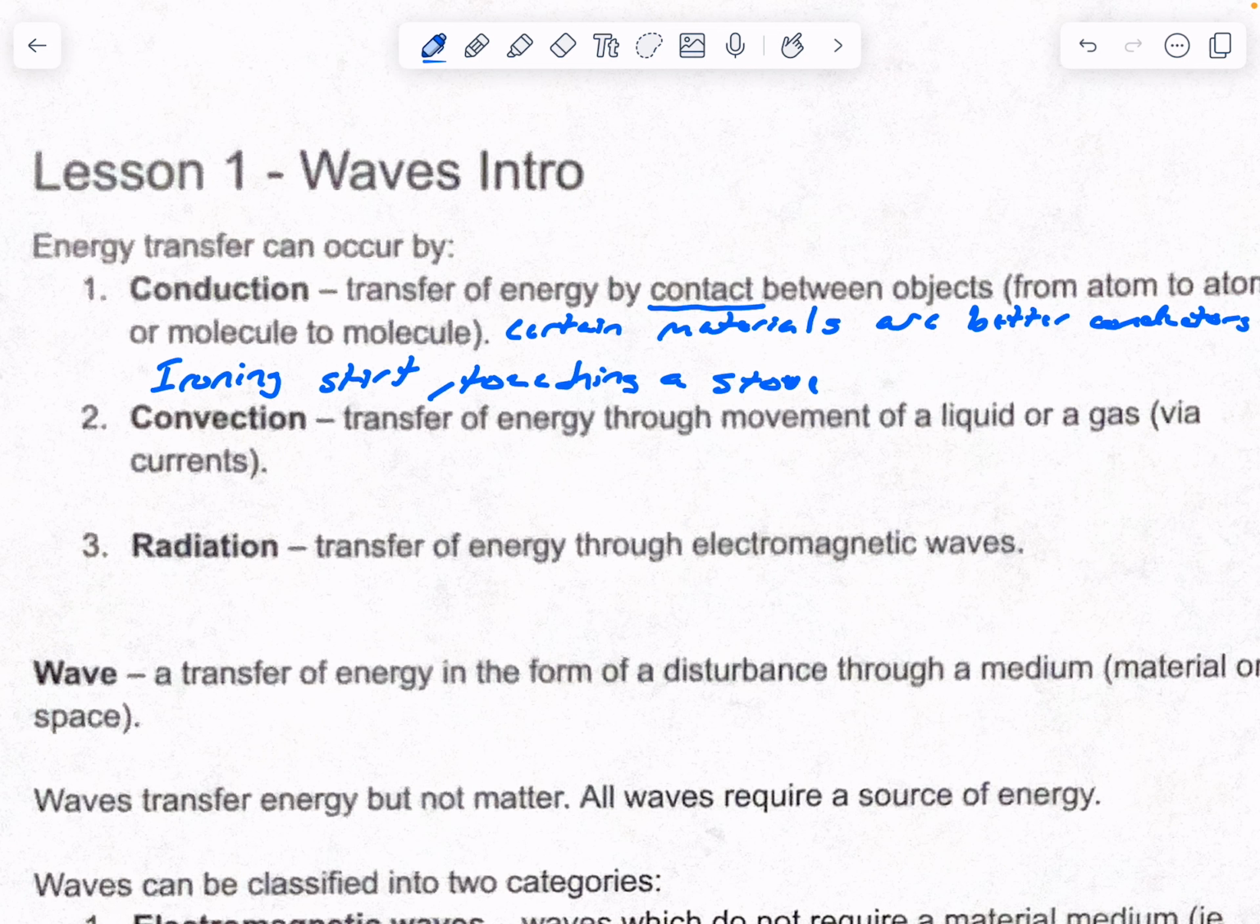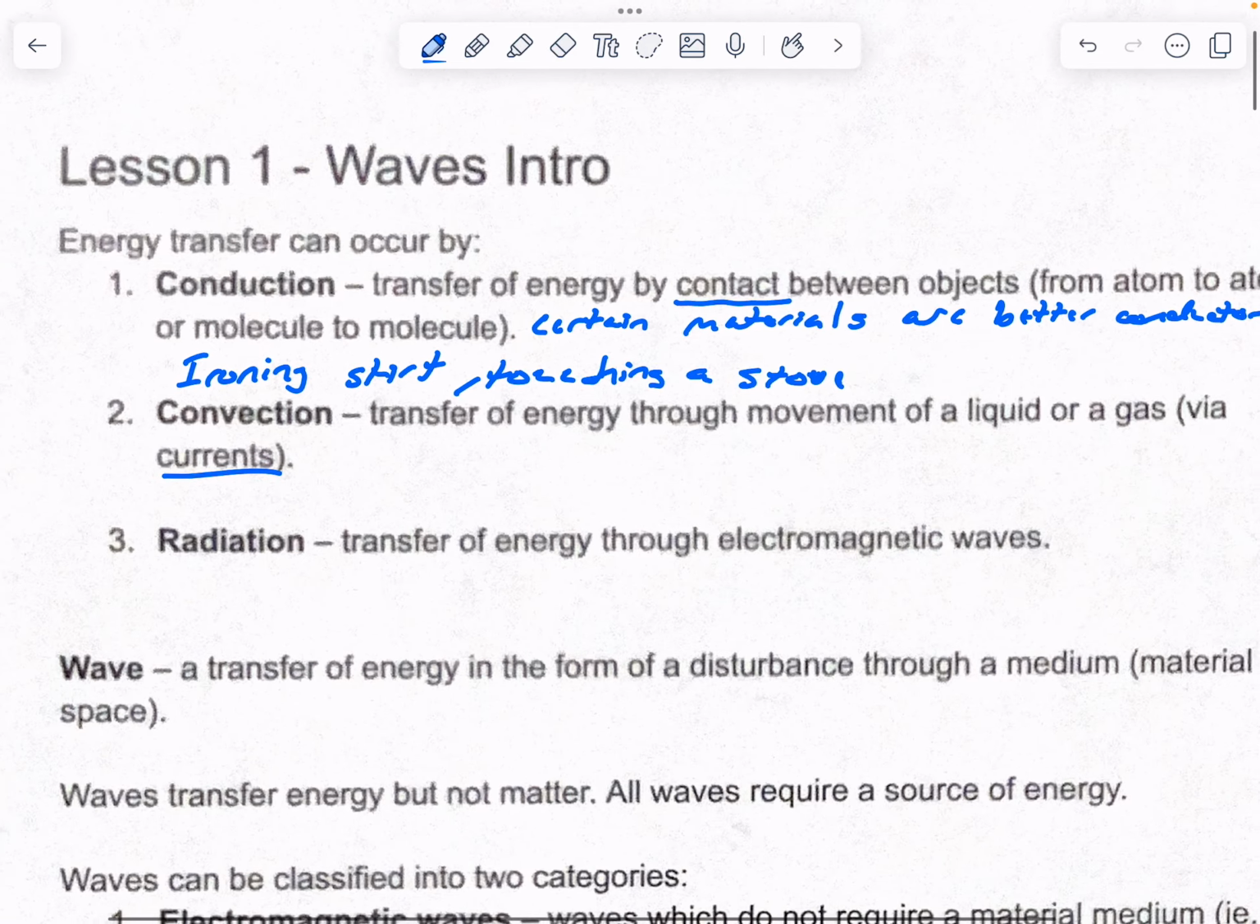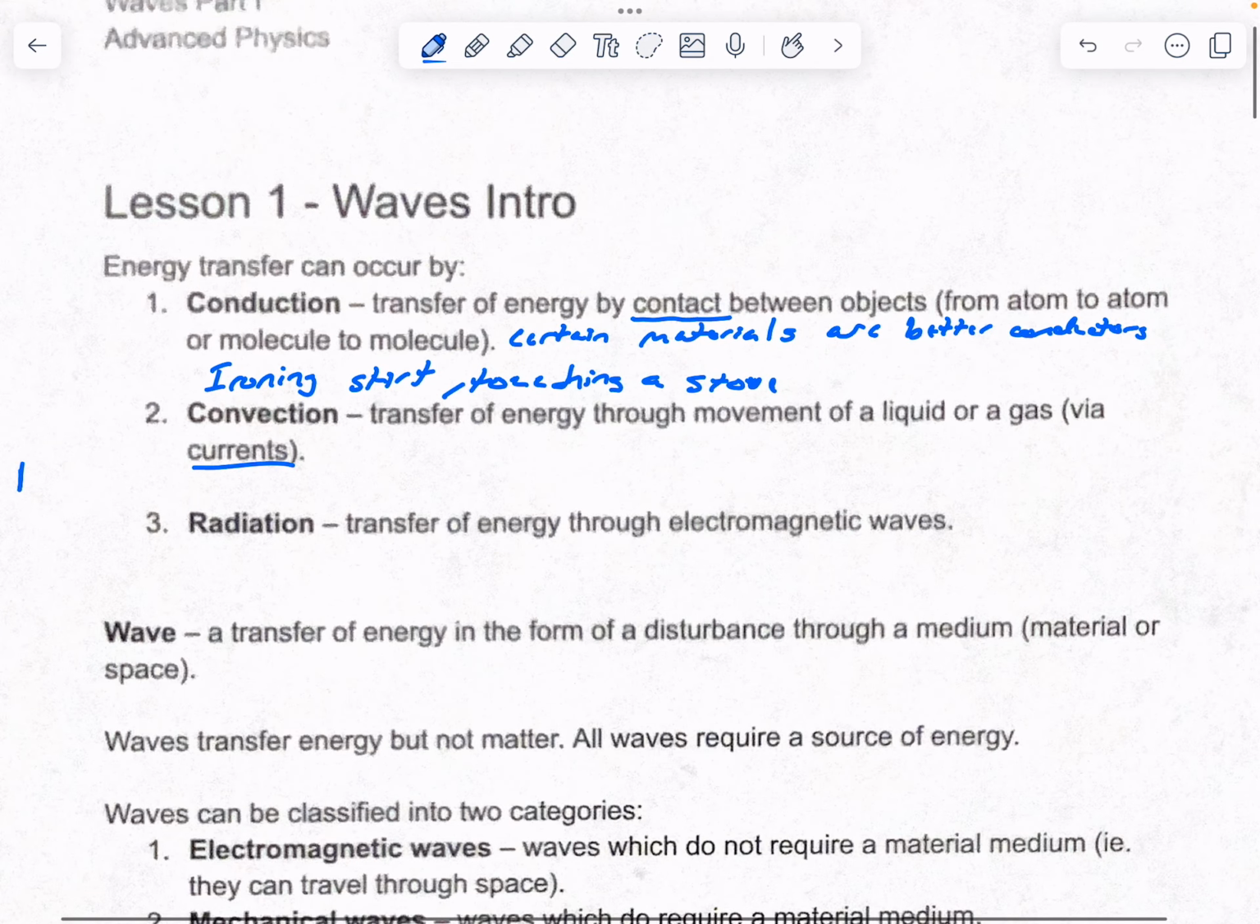Then number 2 is convection. That is a transfer of energy through movement of a liquid or gas. Gas in this case can be air. That's technically what the air we breathe is, a gas. It's made up of different gases like oxygen, nitrogen, all those. The key thing here is we're looking for currents, which means it's basically directional. You have to think about which way the current is flowing.